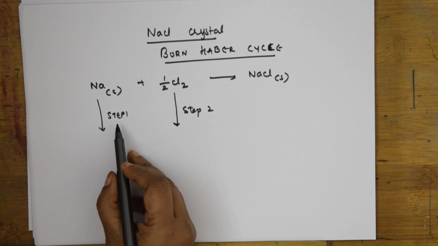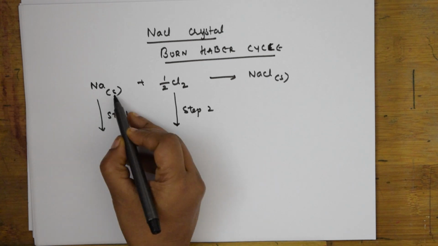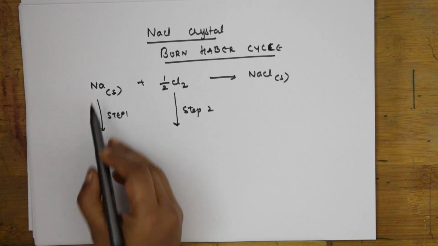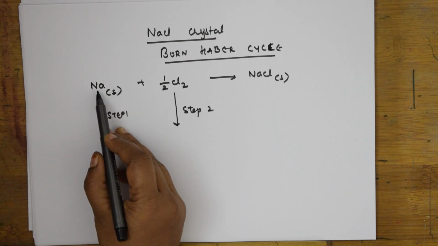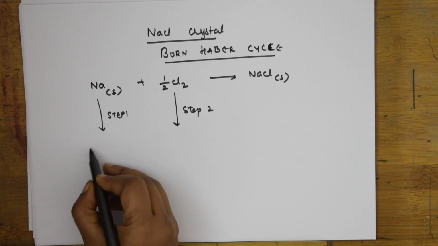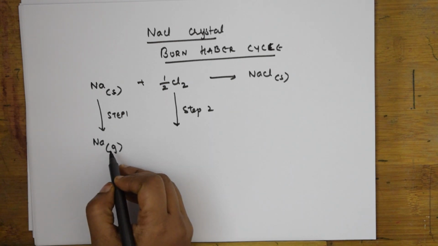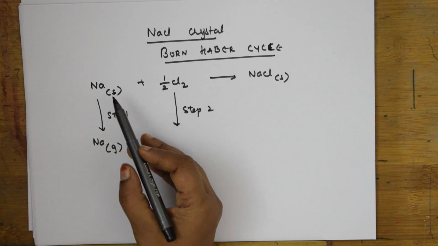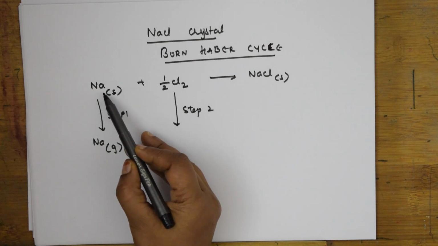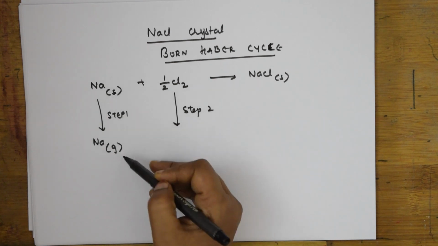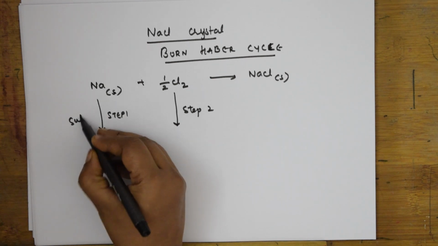Now what happens in step 1 or this particular process? There is always a conversion of solid sodium into the gaseous state of sodium. Once again, it's a conversion of sodium metal to gaseous atom. What is this process called? Conversion of solid directly to gas. It is nothing but sublimation, isn't it?